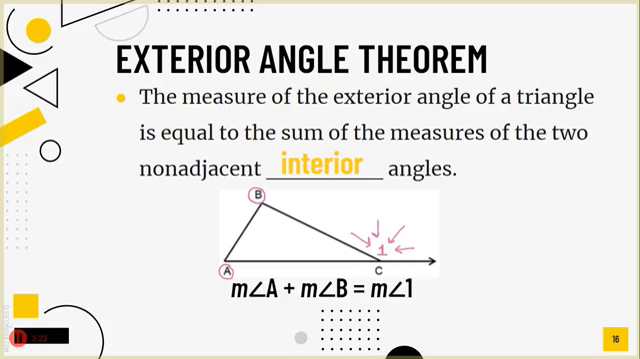So for instance, if I knew that angle A was 30 degrees and I knew that angle B was 82 degrees, the way I would get angle 1 is I would take 82 plus 30, and that would be 112 degrees. So angle 1 would be 112 degrees.